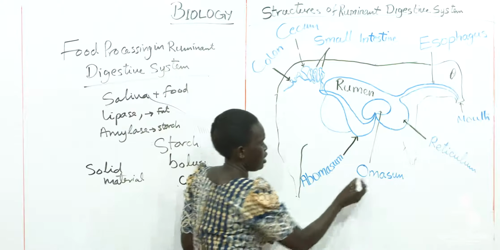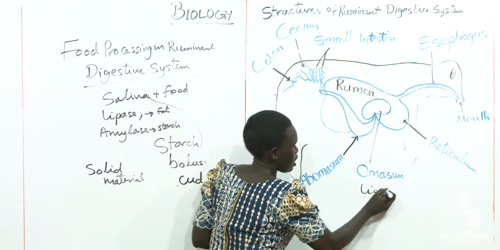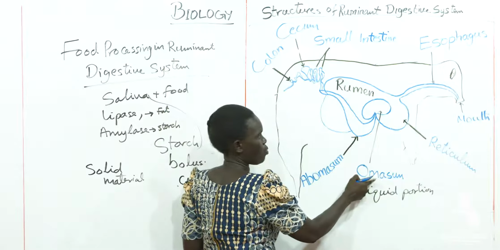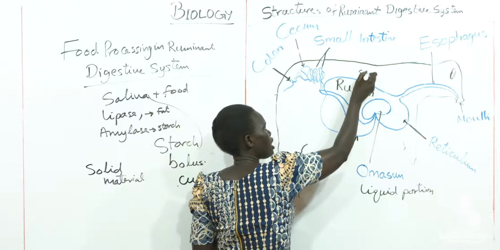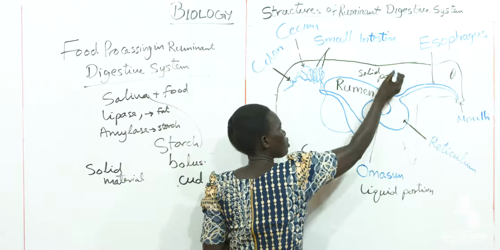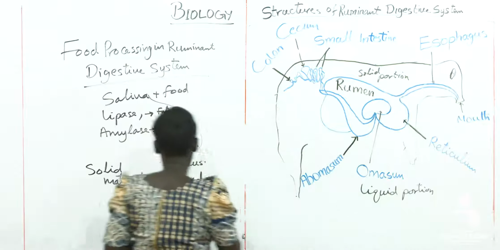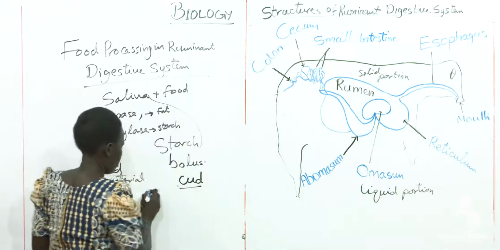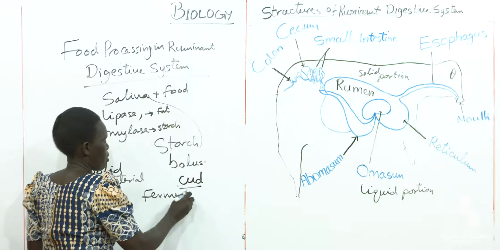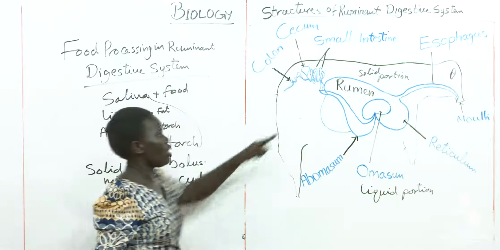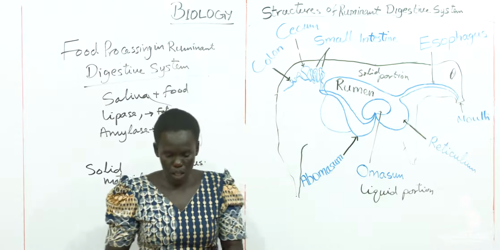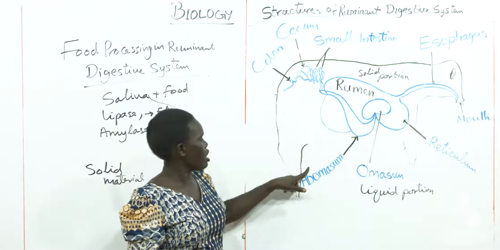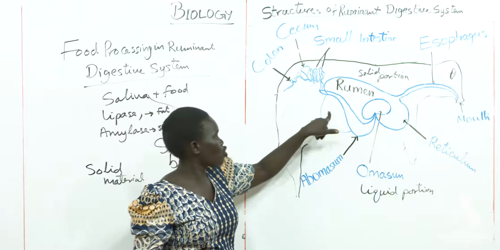That means here, this is the liquid portion that comes to the omasum, while the solid portion of the cud comes to the rumen here for fermentation by the microorganisms. This liquid portion in this omasum then comes to the abomasum here, which is the true stomach.